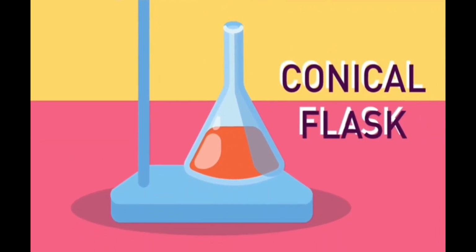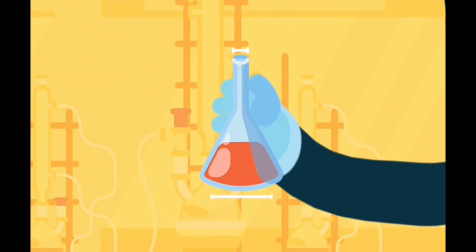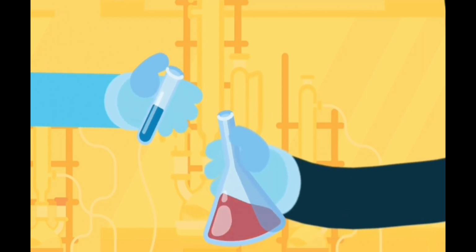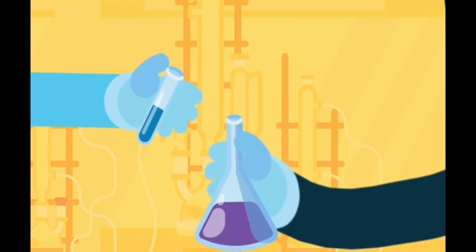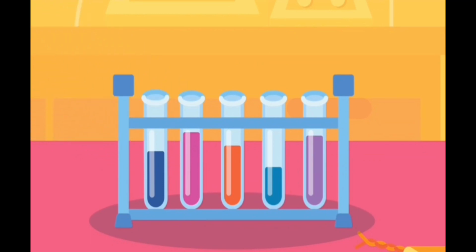Conical flask, also known as the Erlenmeyer flask, is a glassware that has a narrow neck that expands towards its base. It is used to hold and mix chemicals. The small neck is to facilitate mixing without spilling. Test tube, a glass tube with a round base used to hold and mix liquids. Needs a steel rack or a clamp to hold it.